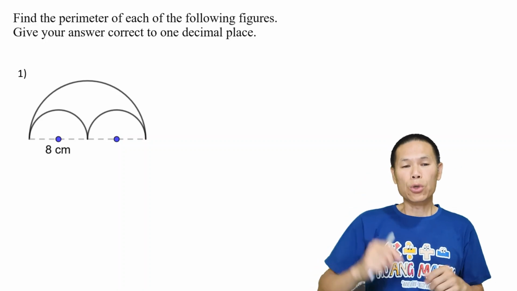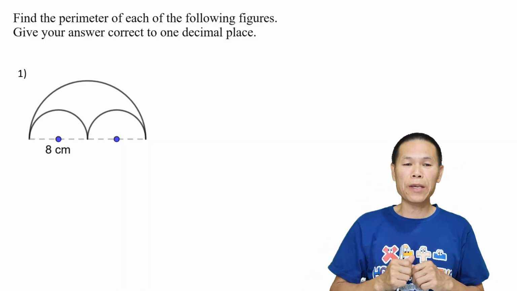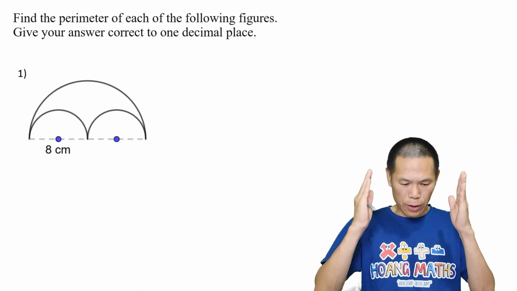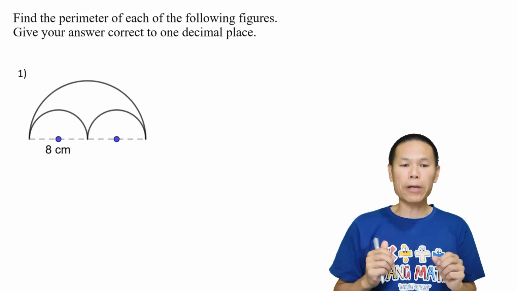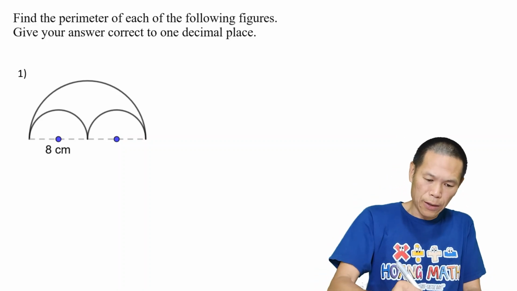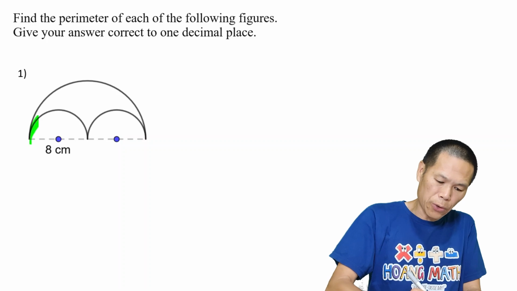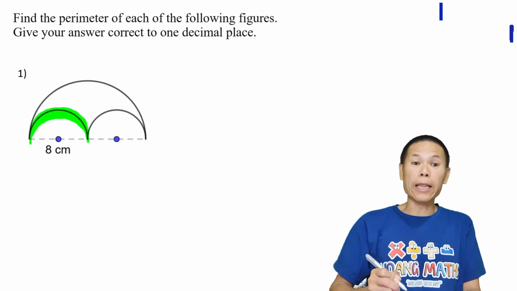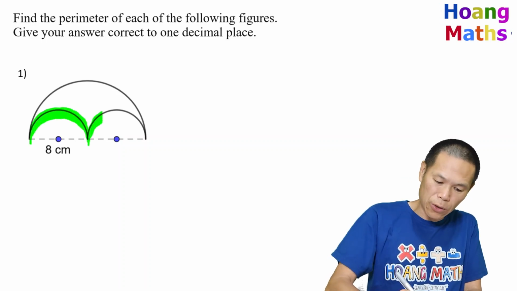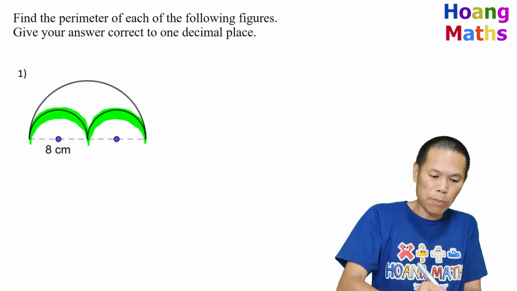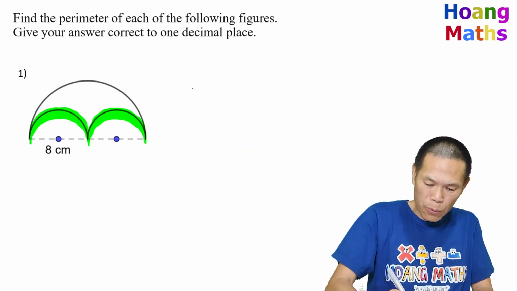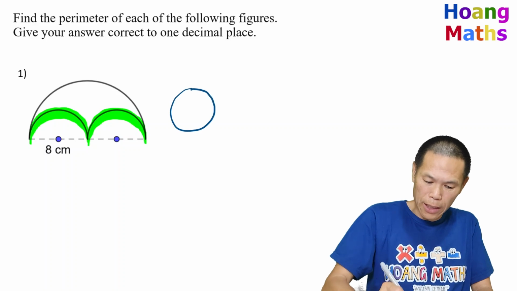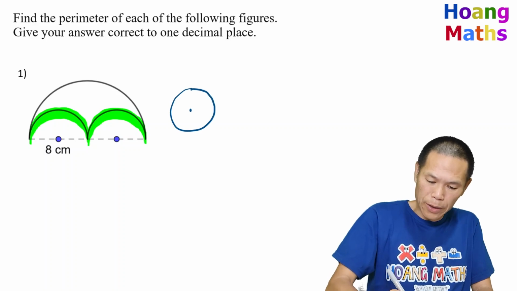First one, to work out the perimeter of these figures here. They're all part of circles. If you think about it, we have half of a circle here, and then we have another half of this circle here. So these two half circles combined give one circle like this, and the diameter is 8.